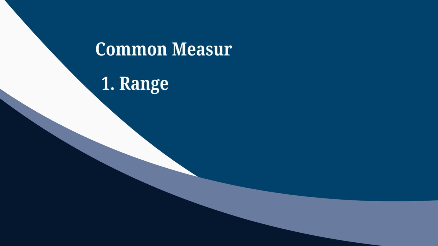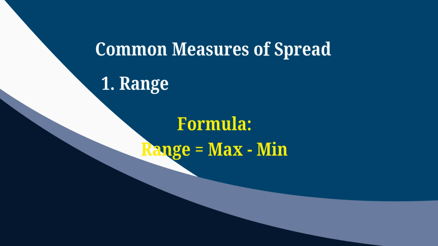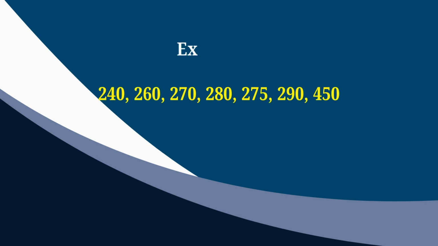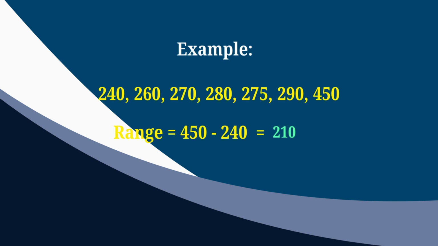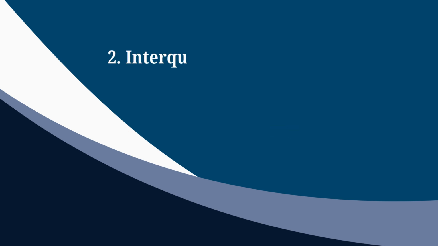Let's start with the first, range. It is the simplest measure, the difference between the maximum and minimum value. Quick to compute but extremely sensitive to outliers. Example: if we use the same data set, then 210 is the range. Second, interquartile range.